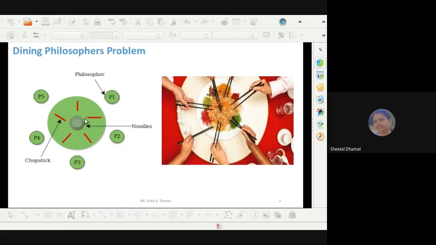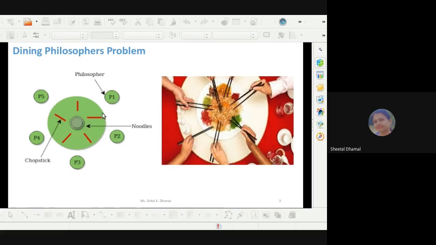At the center of the table, a bowl of noodles or rice is placed, and this bowl is shared by all five philosophers. Five chopsticks are given to these five philosophers. They eat with the help of these chopsticks, and for eating, a philosopher needs both chopsticks.